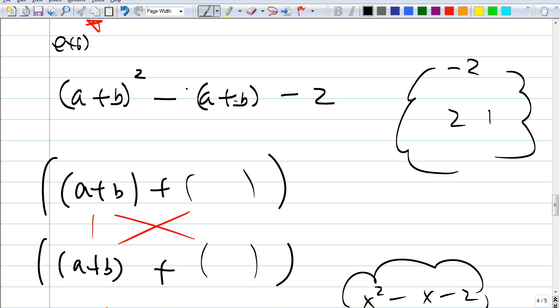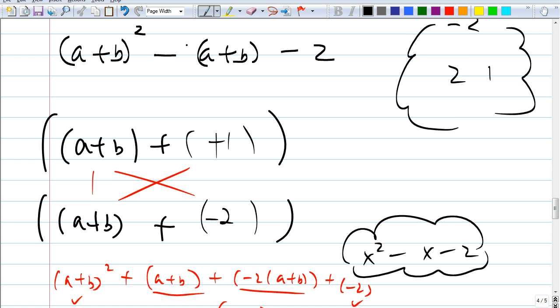Claire? Negative 1 and 2. Do you think it's negative 1 and 2? Yeah. All right. Look at the middle term. Is it negative or positive? So if I have negative 1 and 2, would it give you negative a plus b? Oh, wait. You want to change your mind? What do you think it should be? 1 and negative 2 is correct. Would you agree? Does that make sense?